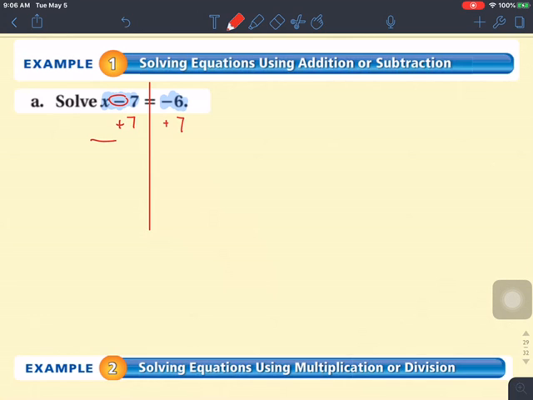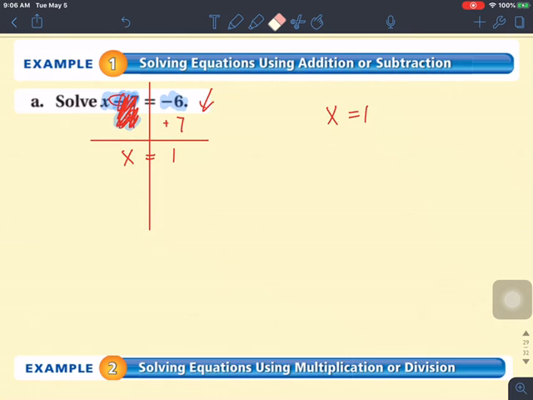Now, negative 7 and positive 7 make 0, and that basically goes bye-bye and leaves us with x. So what is x? x is whatever happens over here: negative 6 plus 7, and that equals 1. So Chargers, in this problem, the value of x equals 1.